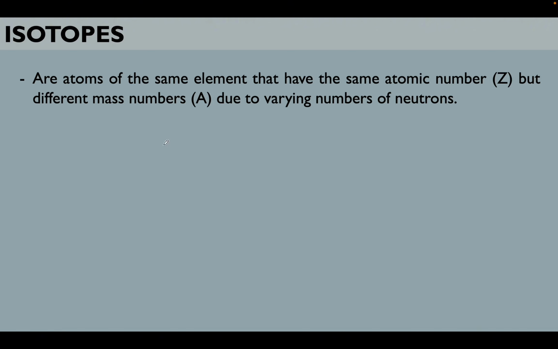Okay, so what are isotopes? Now, isotopes are atoms of the same element that have the same atomic number, but different mass numbers. So, mao ni siya si isotopes. So, atoms of the same element that have the same atomic number pero different mass numbers due to the varying numbers of neutrons. So, the same element, the same atomic number, but lahi ang mass numbers. It's because of the varying numbers of the neutrons.